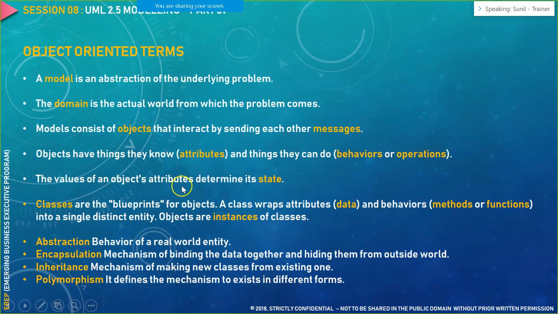Now, the value of an object's attribute determines its state. State is something that is determined by the object's attributes. For example, if I say that the session is planned, it is not yet delivered.